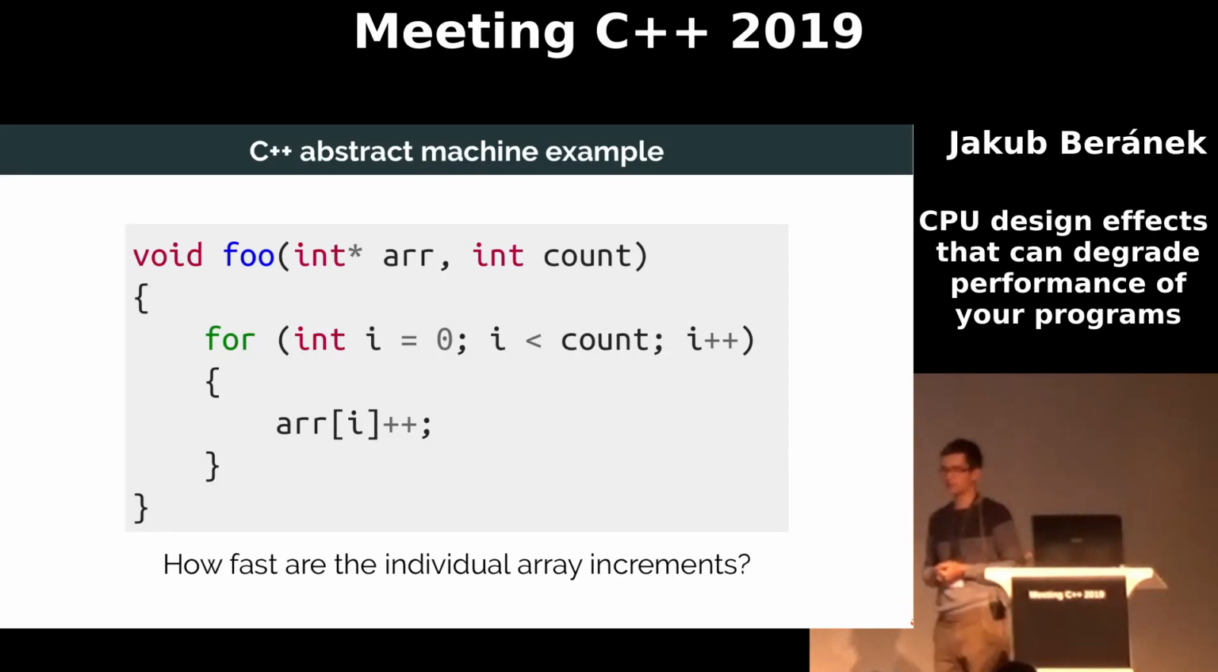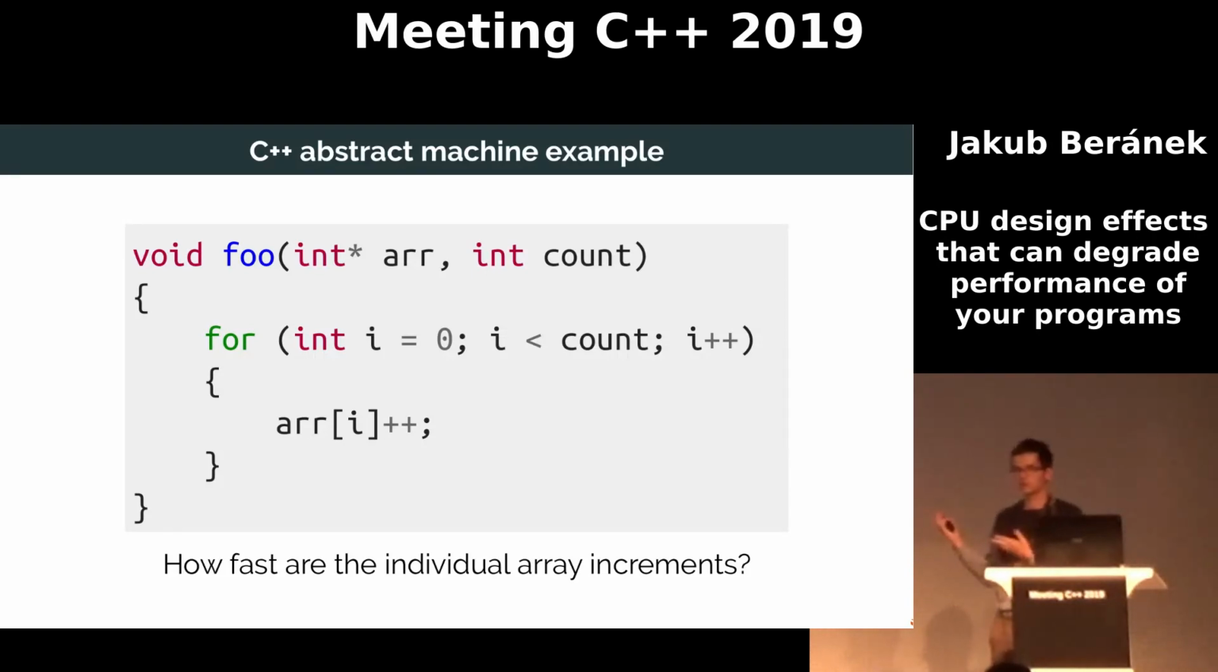Here's a simple example. This is a simple loop that just goes over all elements of an array and increments them. If I was interested in the question, how fast are the individual array increments? Are they all the same speed, or will some of them be slower or faster? If I'm only following the C++ standard or the rules of the machine, all the increments have to be the same, right? There is nothing in the C++ standard that says some of the increments might be slower or faster. At least I think so. I haven't actually read the standard, but it doesn't make sense for there to be something like this.